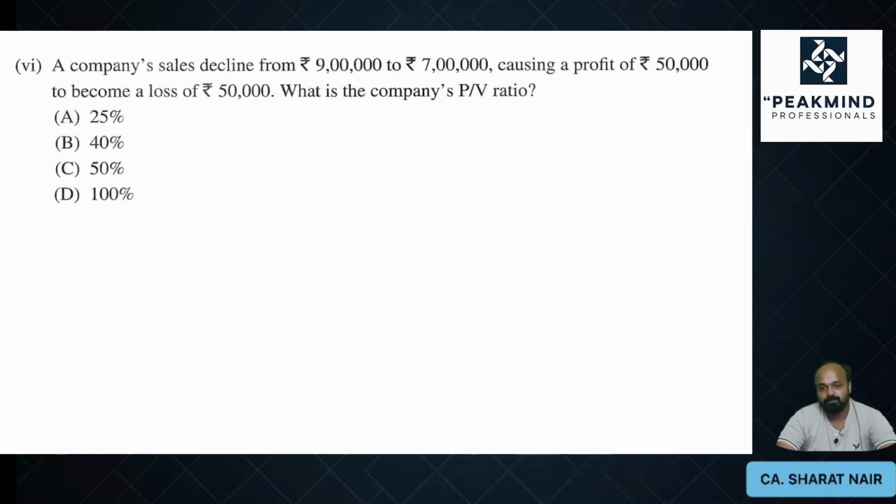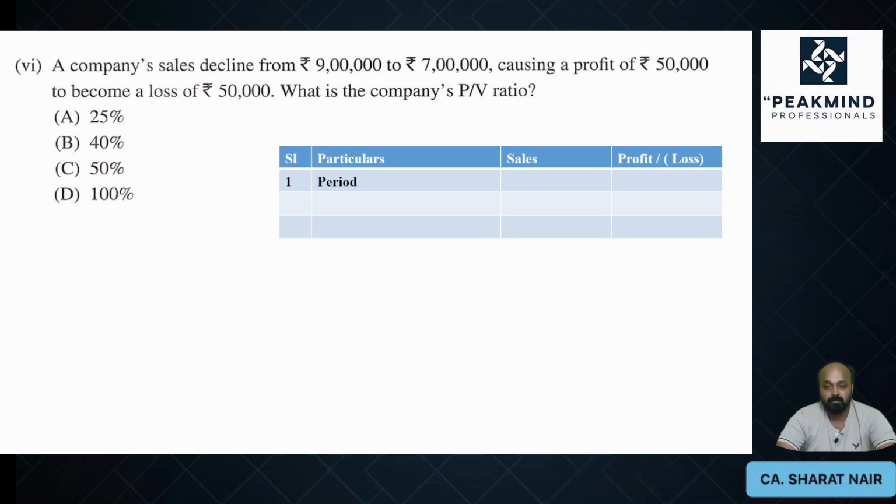Moving to the next question, they are saying a company's sales declined from 9 lakh to 7 lakh, causing the profit to go from 50,000 to a 50,000 rupees loss. What is the company's PV ratio? Here is a small tricky adjustment which they have used, which we have already done in the respective class. We need to find out the change in profit and the change in sales, because to compute the PV ratio I need to apply the other formula. The normal formula is contribution divided by sales into 100, but here I need to apply change in profit divided by change in sales into 100.